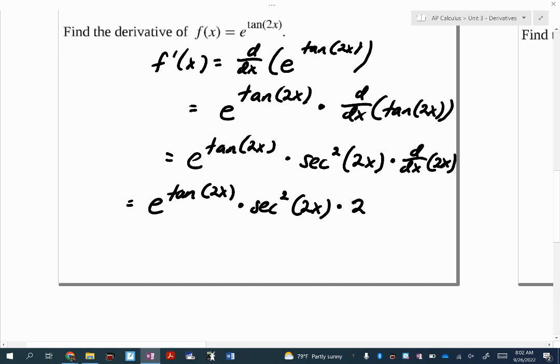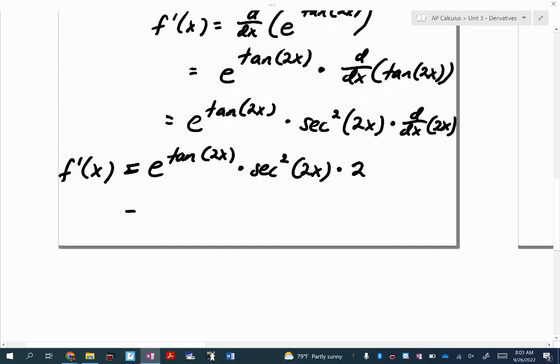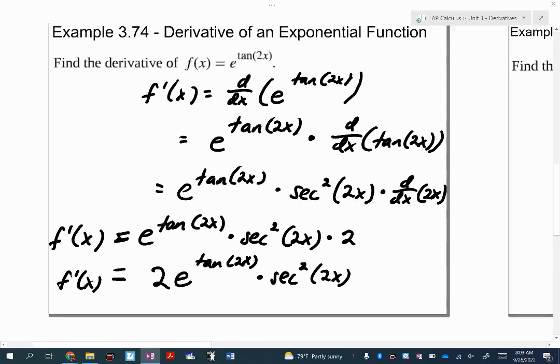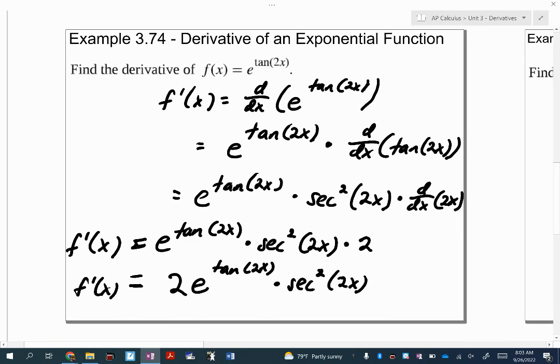In terms of how you should write this for your derivative of f of x function, really I'll just defer to whatever the AP exam has, simplified. What I usually do is put the constants first. So personally, I would write this as the derivative of f of x is equal to 2 times e raised to the tangent of the 2x power times secant squared 2x. And I would leave it like that. So that's the process for the derivative of a natural exponential function.